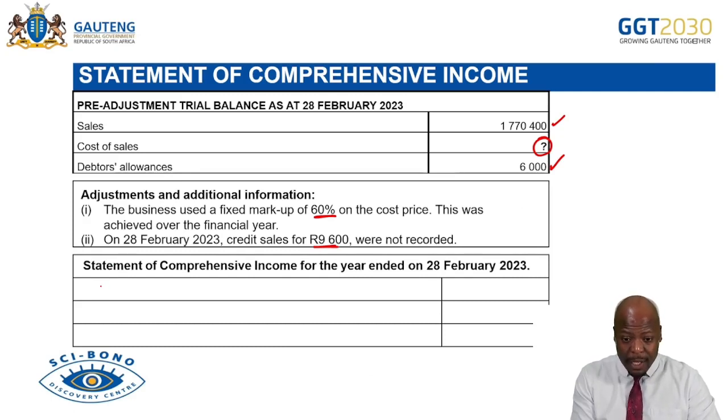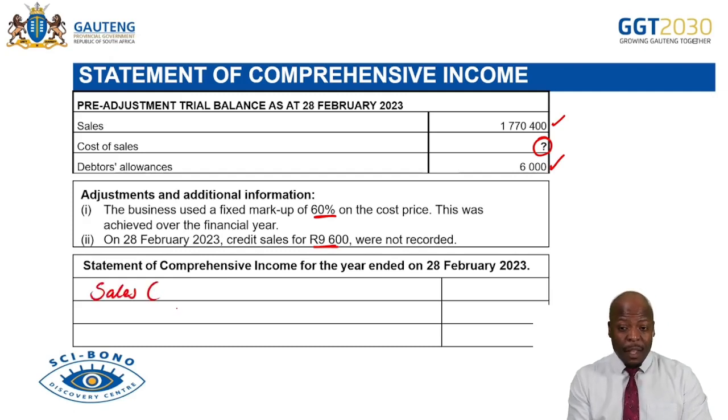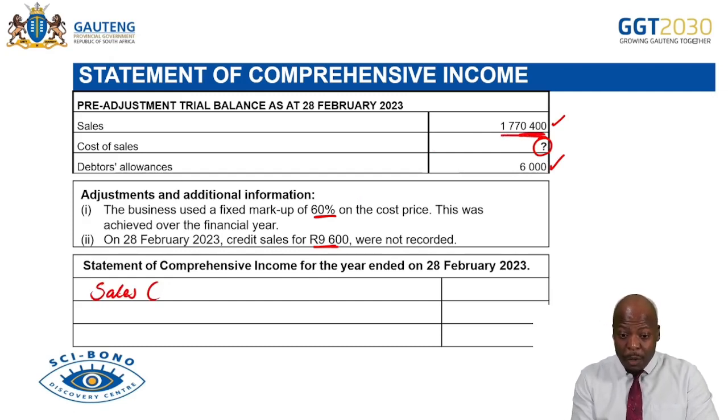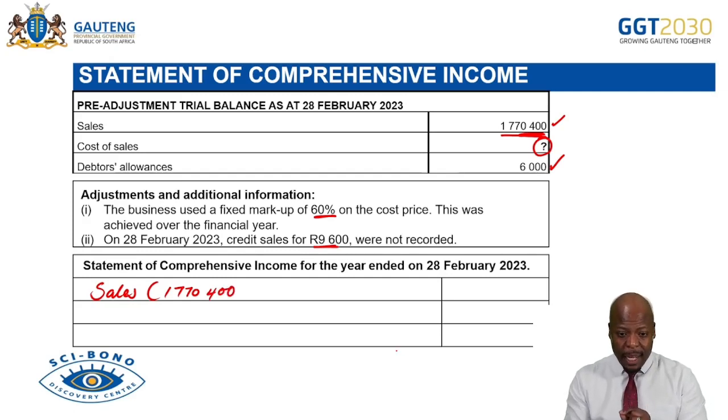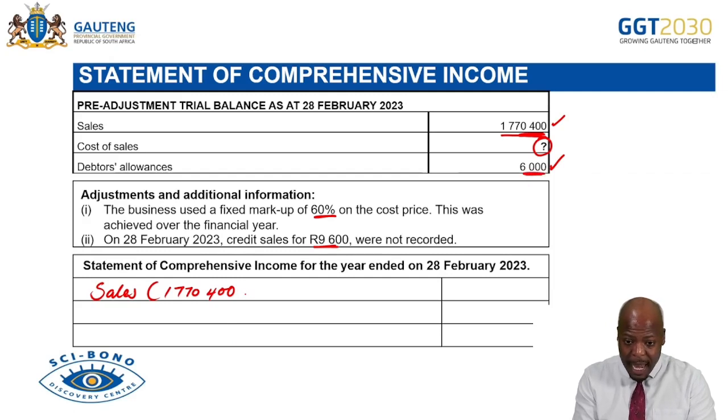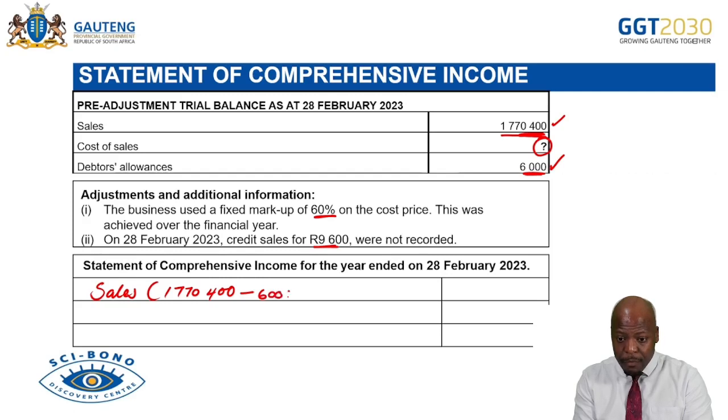Okay, let's begin. I start off with my sales, and I'm going to come here and say sales. Then I open my bracket because I am given here 1,770,400. So I'm going to take that and I bring it here, 1,770,400. I know that before I do anything, I need to record my debtors allowances. So the first thing I'm going to do, I'm going to come and say minus how much? 6,000 for the debtors allowances. So we have subtracted our debtors allowances in this case. All right, let's go on to the next aspect.